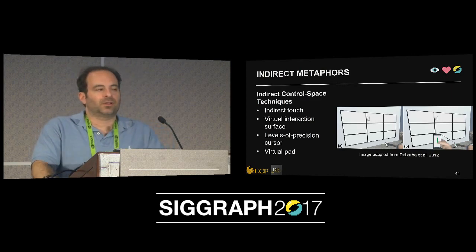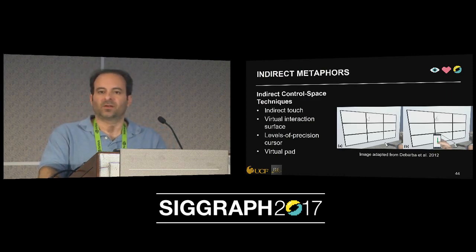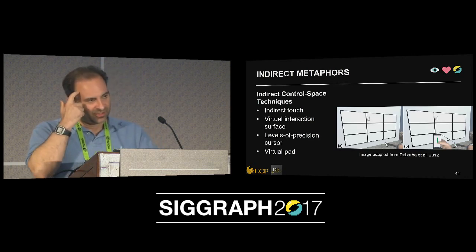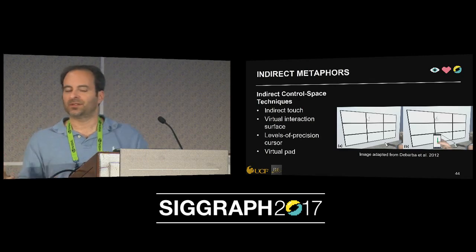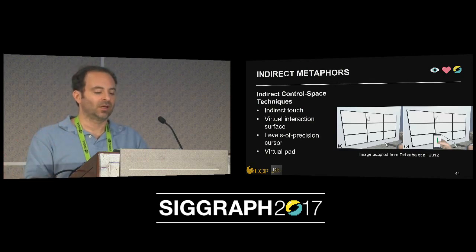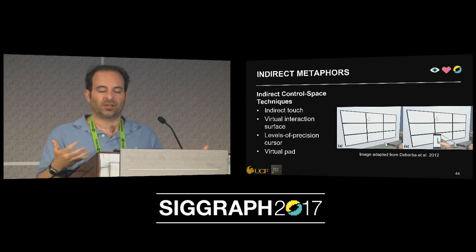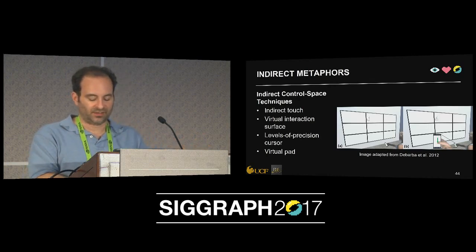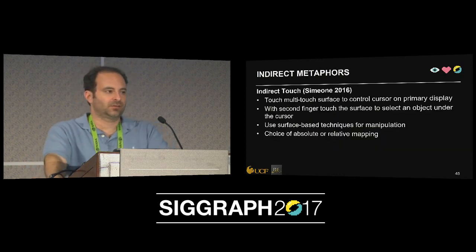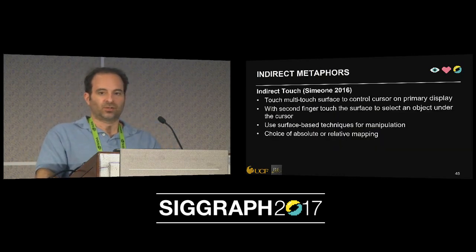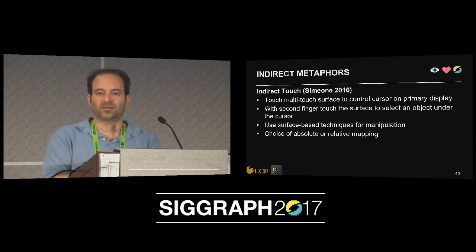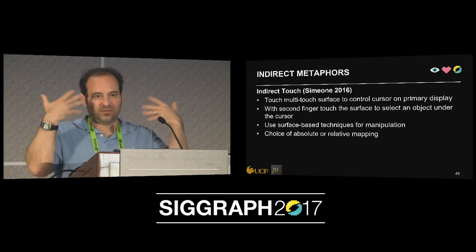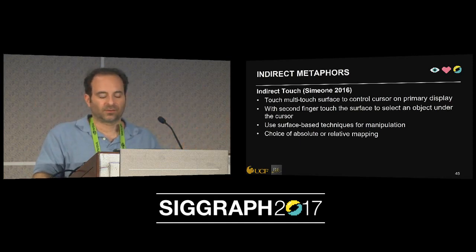Now, there's a whole set of metaphors called the indirect metaphors, okay? And with these ones, you're not actually selecting or manipulating an object directly, whether it be pointing or whether it be with grasping. You're actually using something else, a third party, if you will. And there's several techniques that do this, and they tend to build on each other. So indirect touch is the basic one, where basically you have a multi-touch surface as your input device to control a cursor on your primary display, right? And that display could be a VR display, it could be a television, whatever.